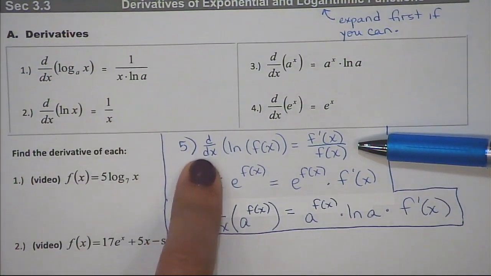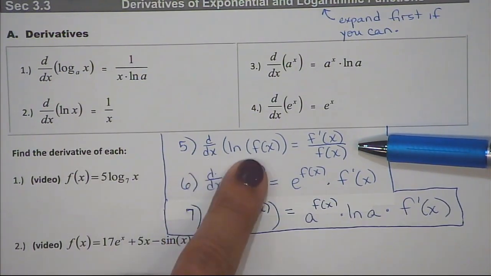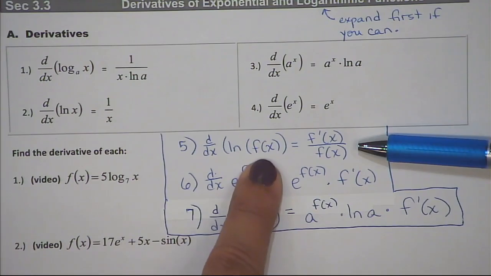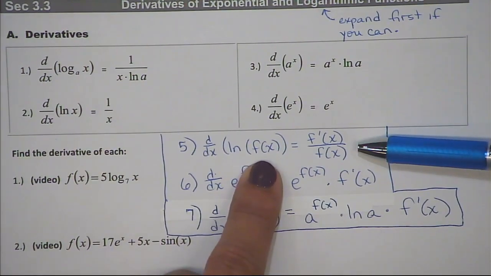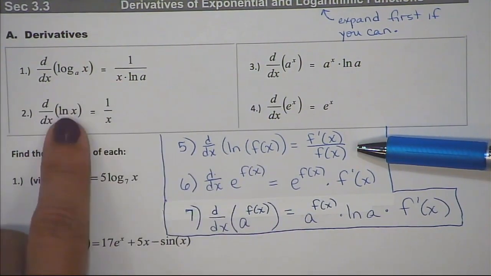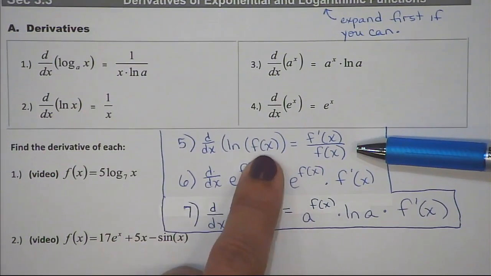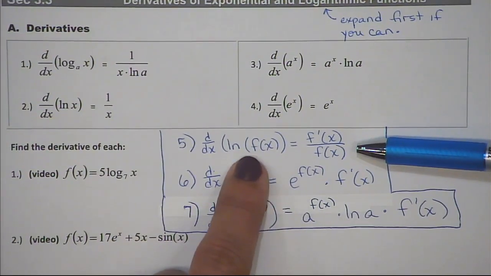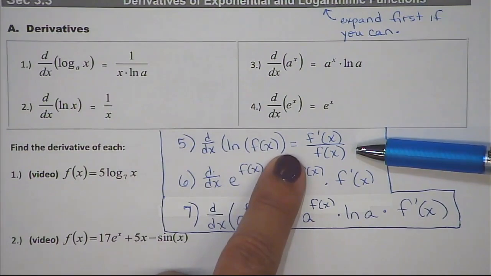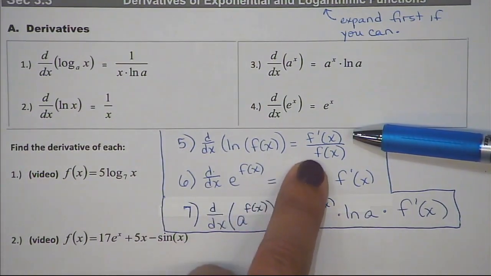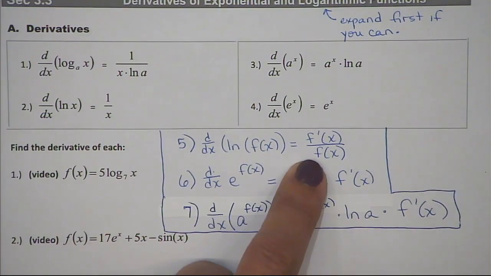So number 5 says the derivative d/dx of the natural log of f of x. If you notice, number 2 is just the natural log of x. So what if x is a function? That's all that is. So the derivative of the natural log of f of x equals the derivative f prime of x over f of x.